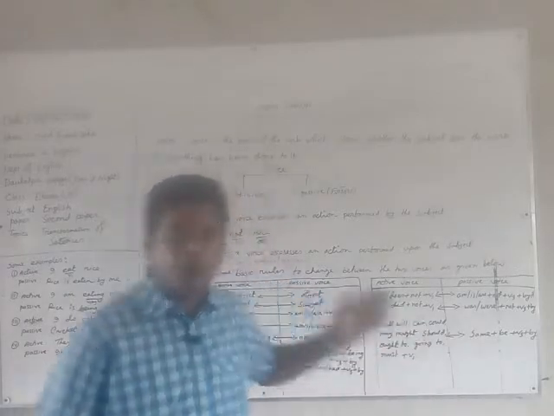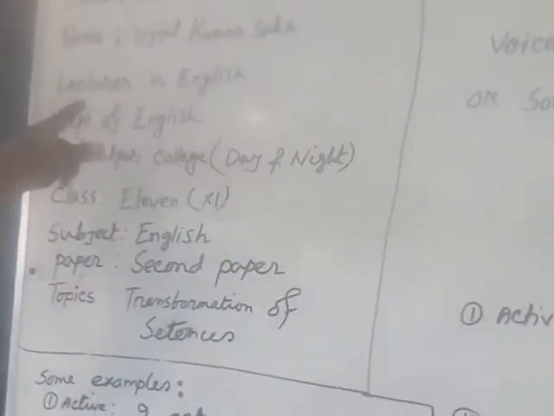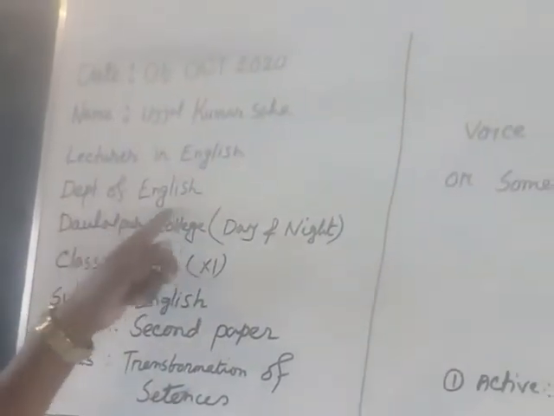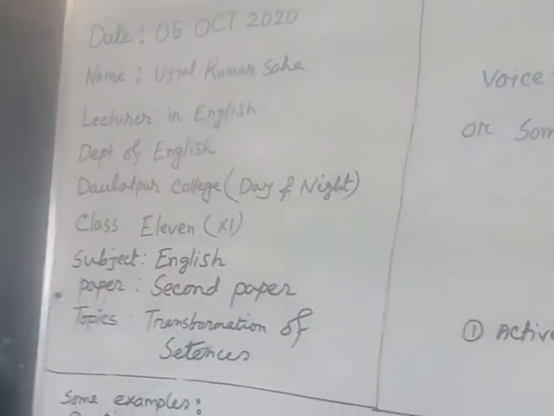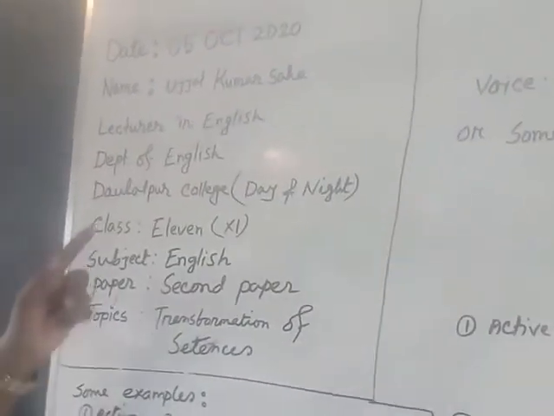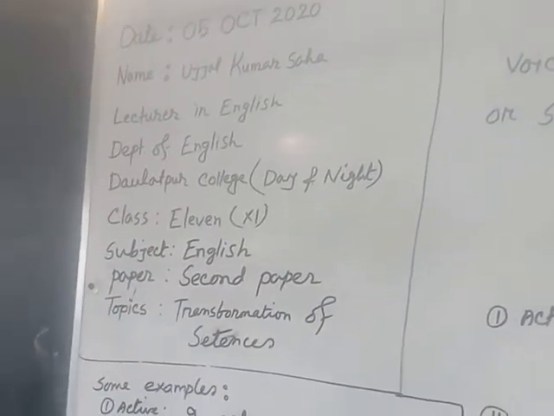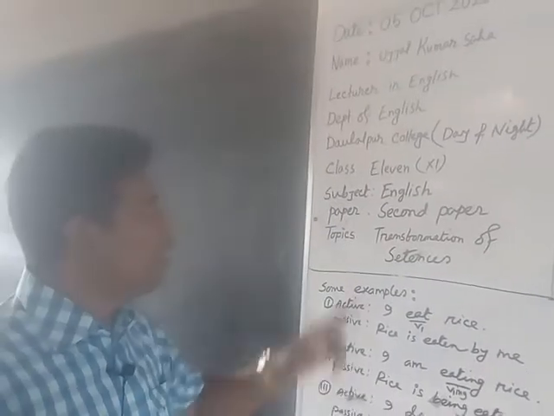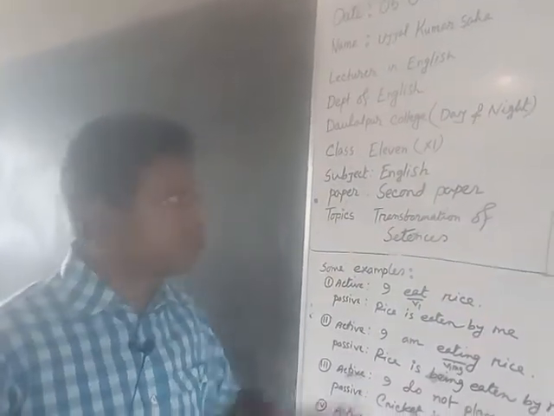So, look at the board. I have written about my information and about my class for you. My name is Ujjal Kumar Shah, lecturer in English, Department of English, Daulatpur College, Denahit. And today I am going to take the class of class 11 and my subject is of course English.